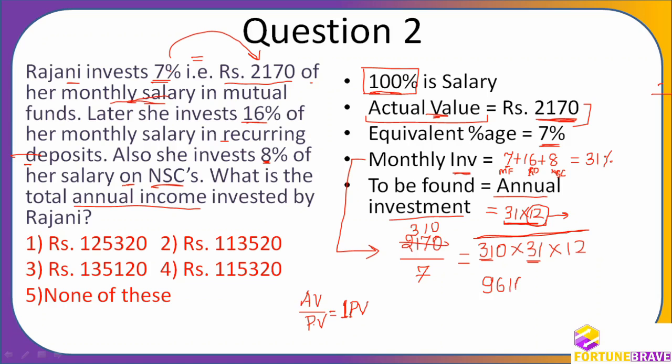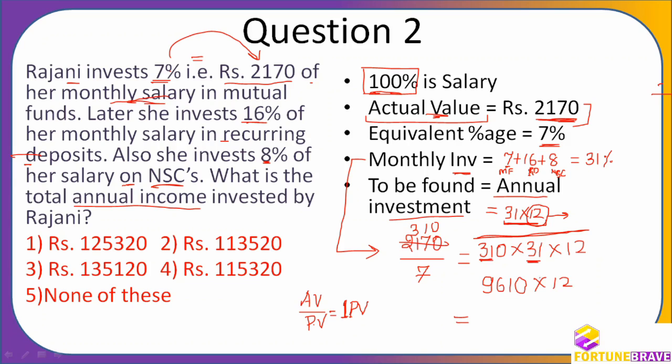961. Yes or no? And then a 0. So this is directly here. If you know squares, you will be able to do it much faster. 9610 into 12 we have to do. So when we multiply into 12, you will be able to solve this question.